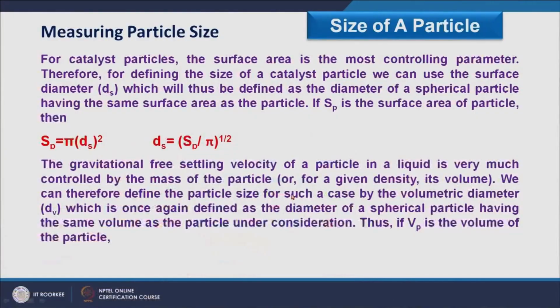Therefore, if Vp is the volume of particle, then we can equate this to pi dV cube by 6, that would be nothing but the volume of a sphere. We have equated this to the volume of particle, and from this expression we can calculate dV, that is nothing but the volume diameter, and it will be equal to (6 Vp by pi) power 1 over 3. So accordingly we can define the equivalent diameter in different conditions.